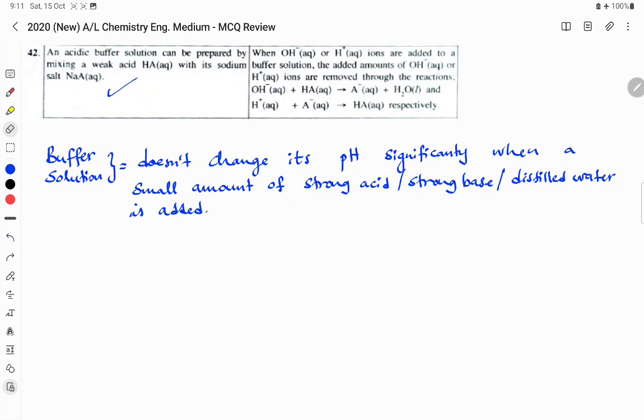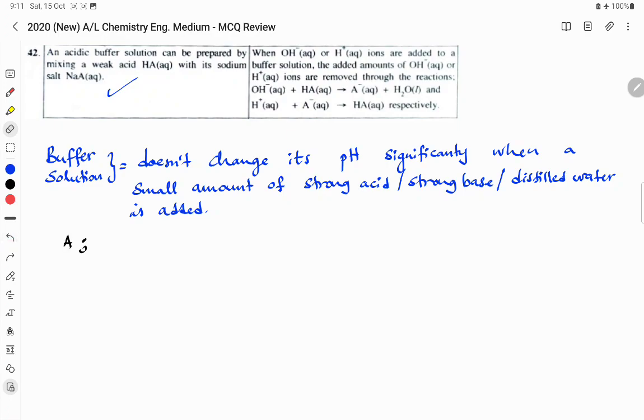Now we can prepare buffer solutions using two different methods. To do that, we have to understand what happens in a buffer solution. Why do buffer solutions not change their pH significantly on the addition of a strong acid or a strong base? Because there are species which neutralize the strong acid and the strong base. So there have to be two species present in the buffer solution. One is to neutralize the strong acid that we add. The next one is to neutralize the strong base that we add.